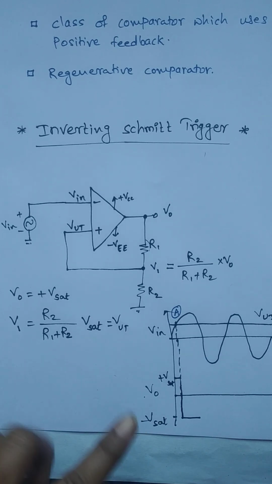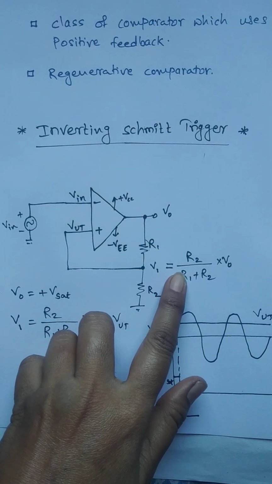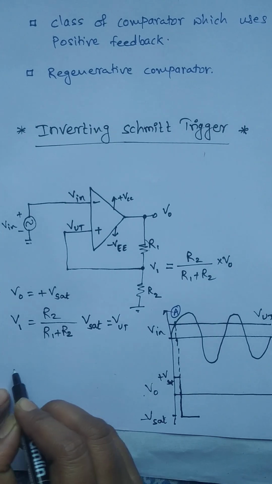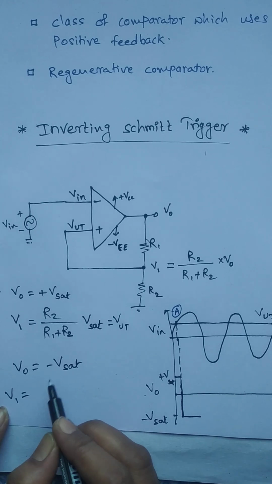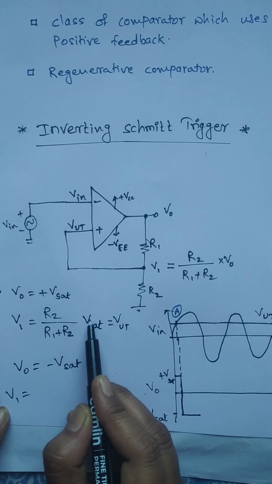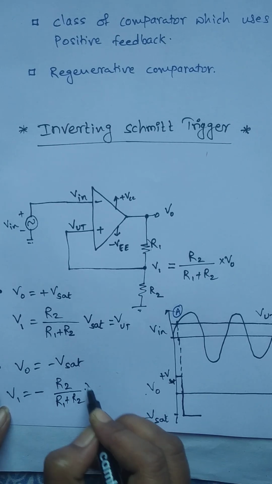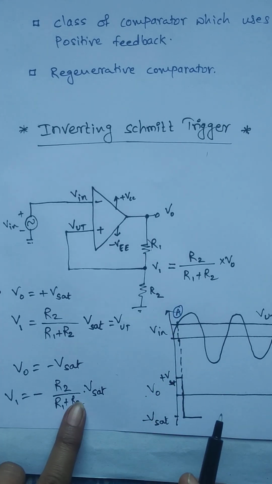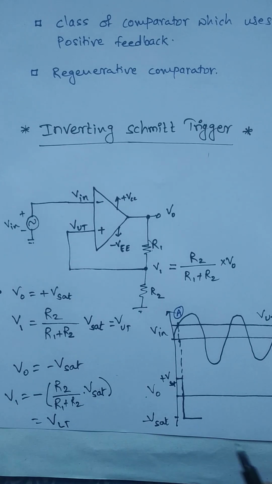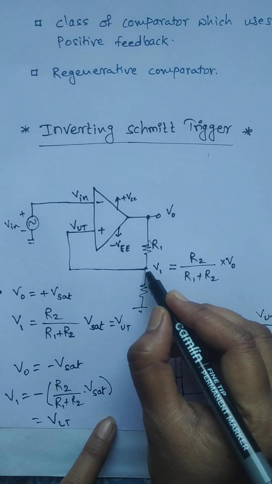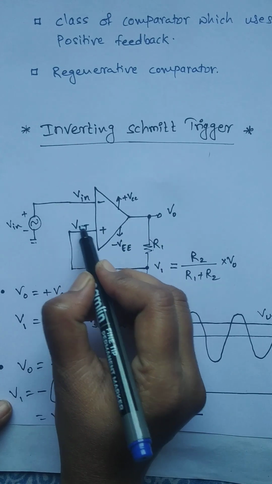Now the output voltage became minus Vsat, which means of course this V1 will also change. So what will V1 become now? My output voltage is minus Vsat. So V1 became R2 upon R1 plus R2 into minus Vsat. That means it will become a negative term, minus R2 upon R1 plus R2 into Vsat. Now as this is a negative voltage, it is called VLT, the lower threshold voltage. So V1 is nothing but the lower threshold voltage. That lower threshold voltage is now available.